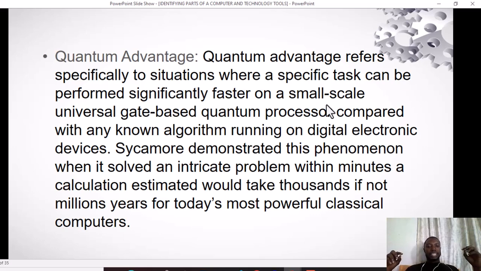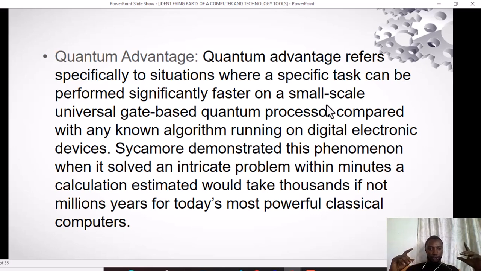Application problems, with the quantum advantage or with Google quantum computing, are solved within minutes. Application problems which take years to build, with the help of Google quantum, will take minutes to solve. So Sycamore demonstrated this phenomenon when it solved an intricate problem within minutes.